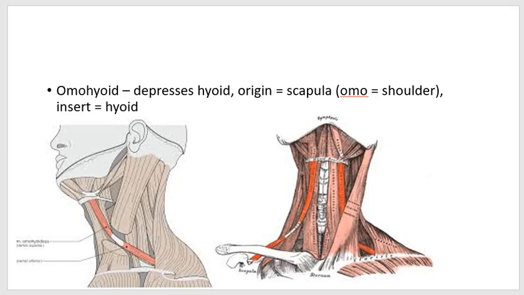Your omohyoid also depresses the hyoid. It has origins back here on the scapula, so you can see it going back behind the collarbone and coming up on the scapular spine before the acromion. So omo means shoulder, so it has origins on the shoulder and inserts on the hyoid, so when you contract it, it's going to pull it down. It's going to depress that hyoid.